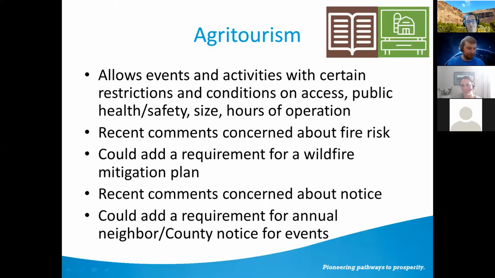So one thing that we've thrown out there is that we could add a requirement to this use for a wildfire mitigation plan, and that could include things like a consultation with a rural fire protection district. It could require the property be within a rural fire protection district, because we see that with other types of uses. It could require on-site water storage. So there's a lot of solutions that we could potentially build into this to reduce the risk, but we really need to hear your comments, because again, this is something that the public has directed us to add.